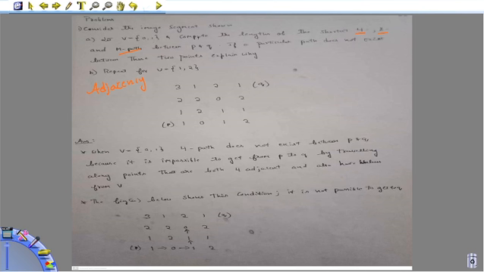Now you just copy down this matrix: 3 1 2 1, 2 2 0 2, 1 2 1 1, 1 0 1 2, 1 0 1 2.